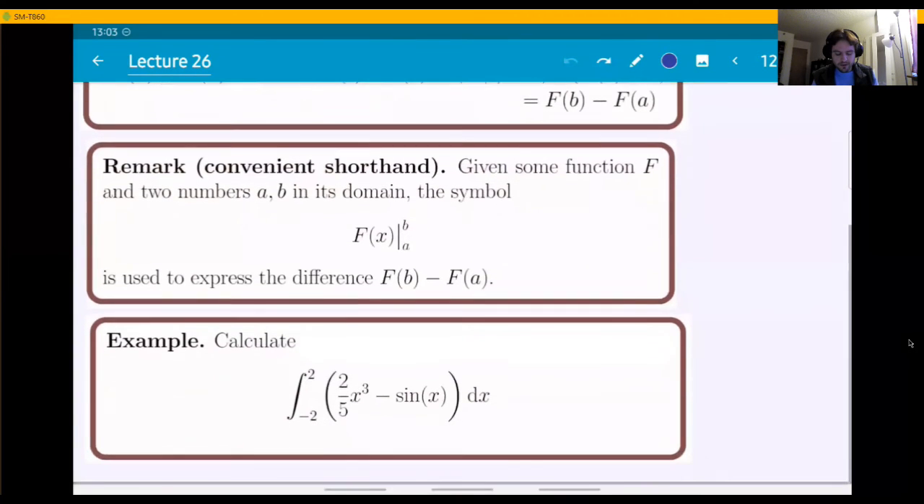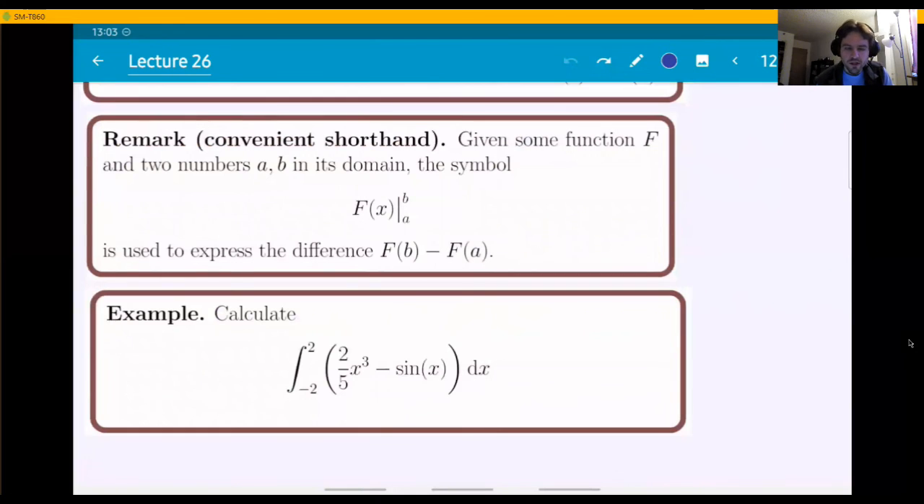So maybe that's enough about definite integrals for today. I'm going to leave this for the recitation, but you should try anyway. Try this problem, and I'll give you the answer during recitation so you can see if you got it right.